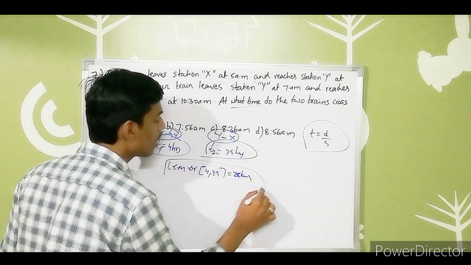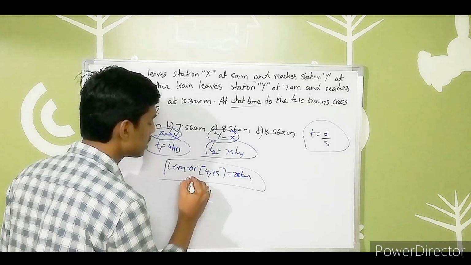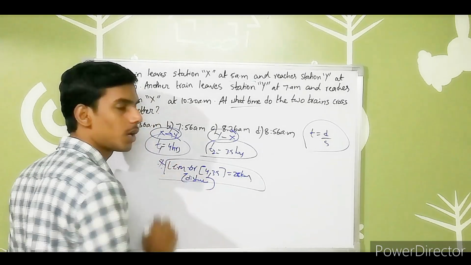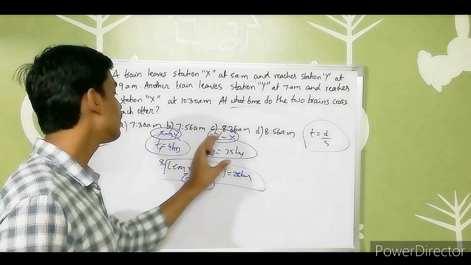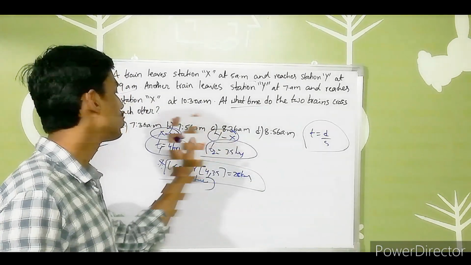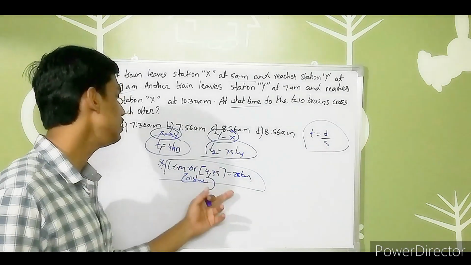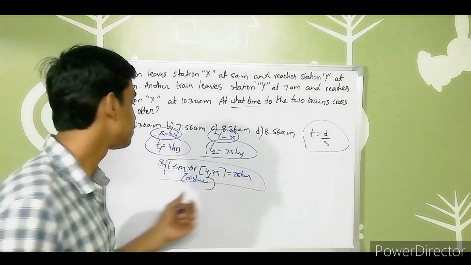So once I know the distance, LCM is equal to distance. Remember this point, guys, this is very important. By taking the LCM of the times for travelling from X to Y, we can get the distance between the two stations. So that is 28 kilometers.